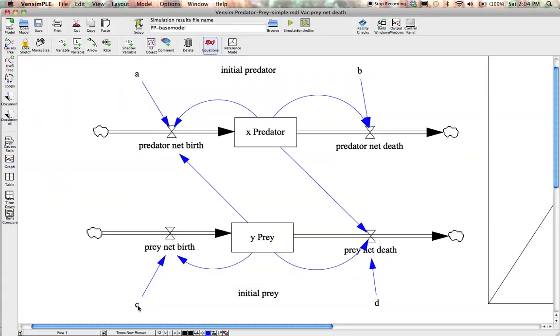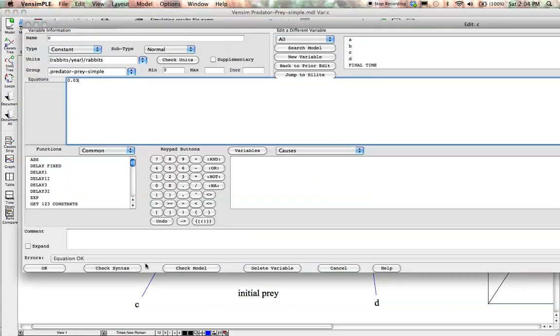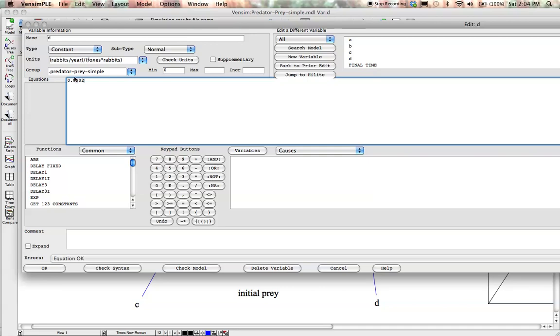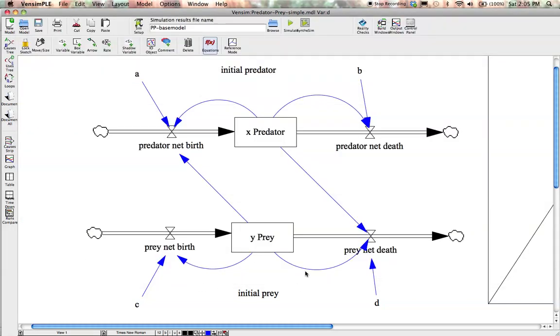And you can see the values of C and D. Again, the growth of rabbits is simply in units of inverse year, or rabbits per year per rabbit. And the coefficient D has units of rabbits per year per unit fox per unit rabbit. So it's second order dynamics. This is the value. Okay, so that's essentially the model setup.